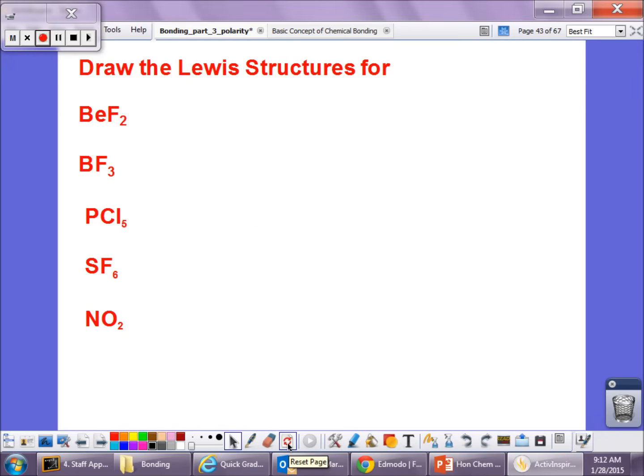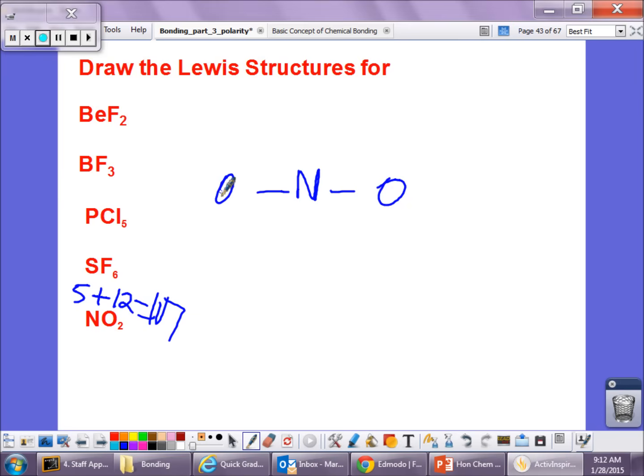I need you to look at NO2. Another exception, NO2. N is in group 5A. It has 5 valence electrons, plus oxygen, group 6, has 6, times 2 gives me 12. The total is 17. Okay, central atom is nitrogen. I have 2 oxygen. Put them as far from each other as possible. And I already used 4. 17 minus 4 gives me 13. I have 13 to place.